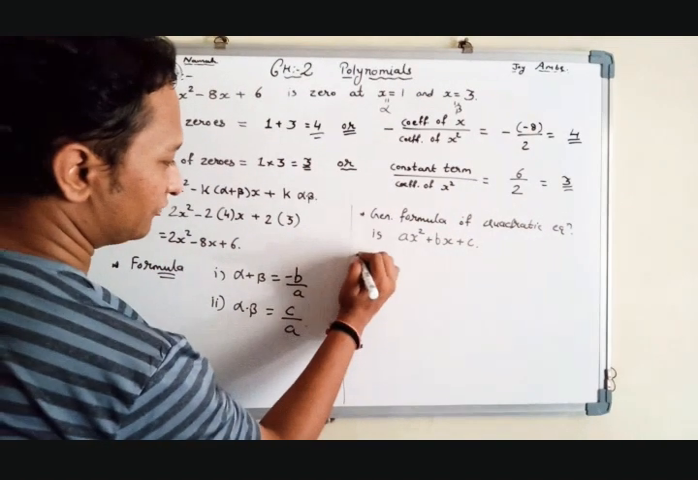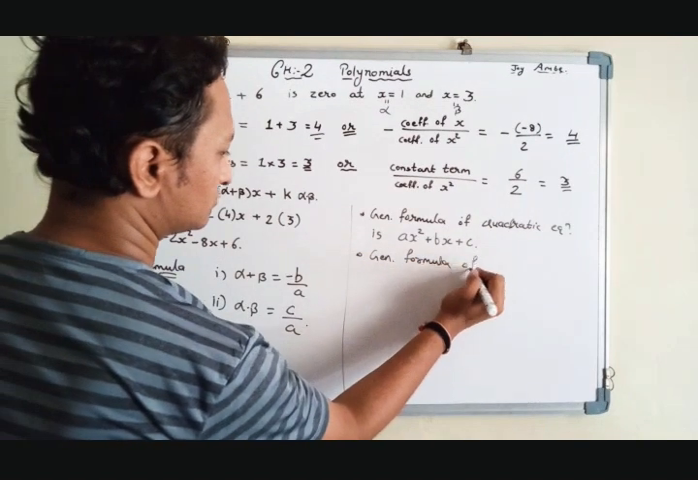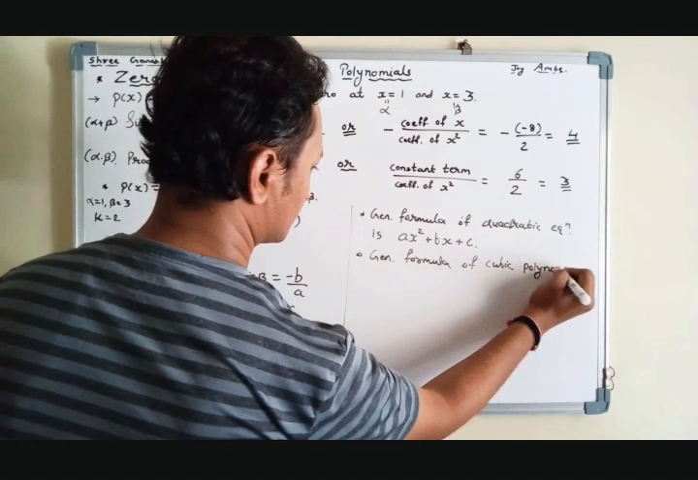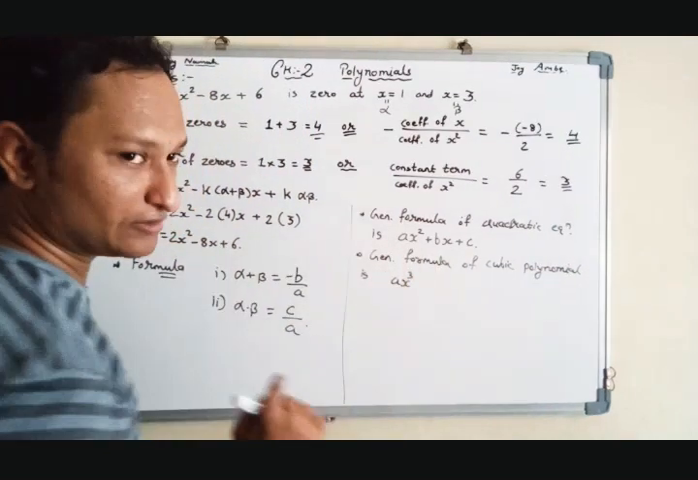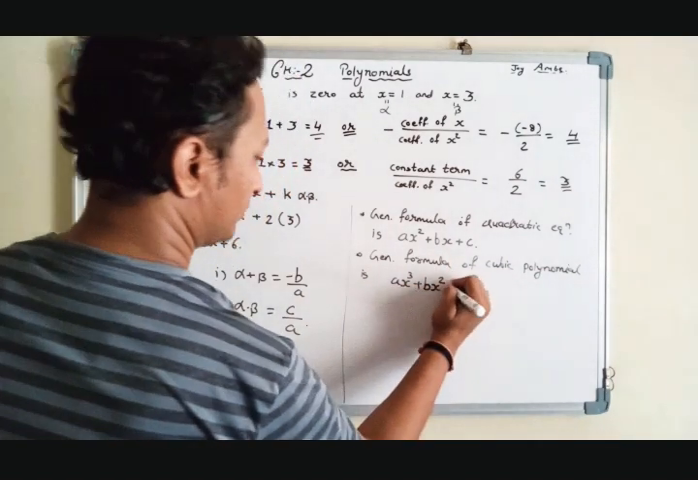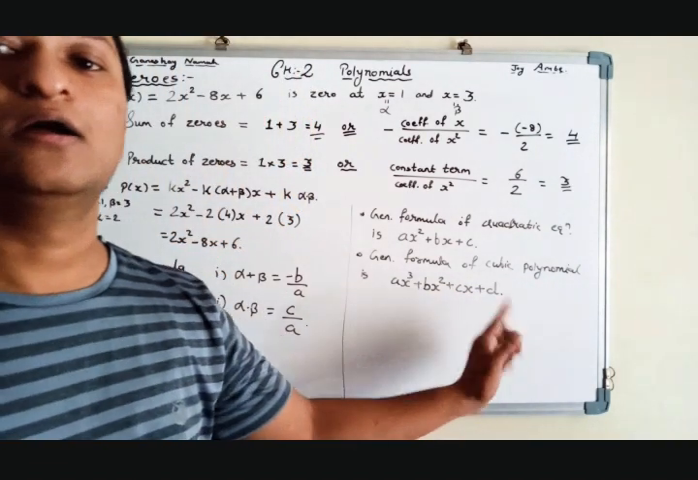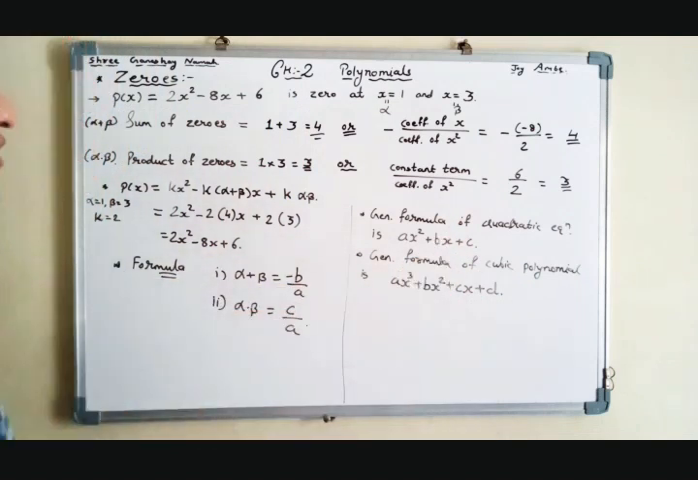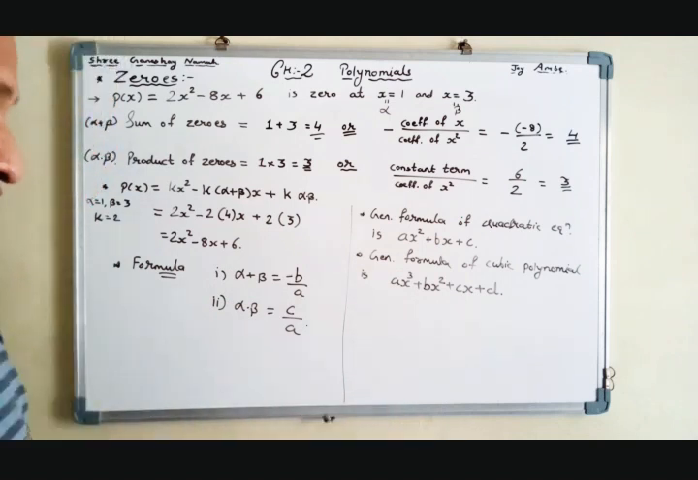Now what is the general formula of a cubic polynomial? It is ax cube, the power will increase by one, plus bx square plus cx plus d, where a, b, c and d are constants or integers or coefficients of the respective powers of x. Now we will find alpha, beta and gamma of this. How will we find it? Let's see.